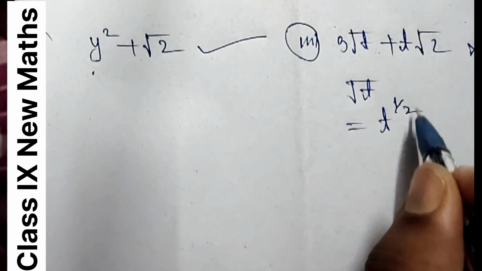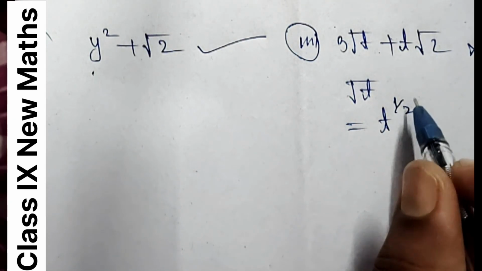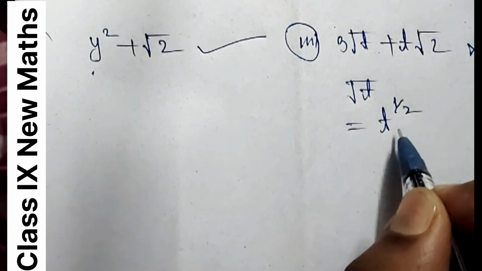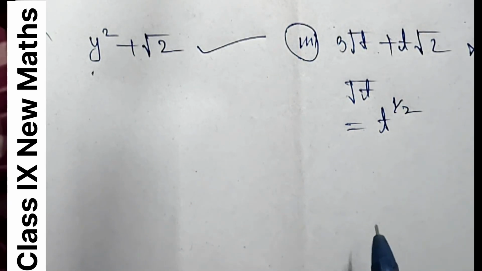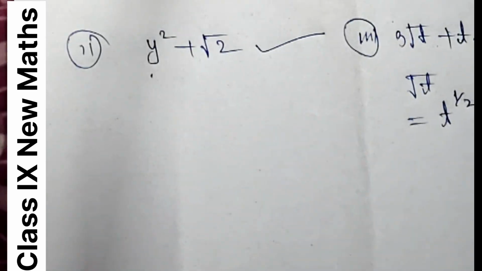The reason is the power of the variable is a fraction. If you are in English medium, you write it this way. And the next question, number 4.